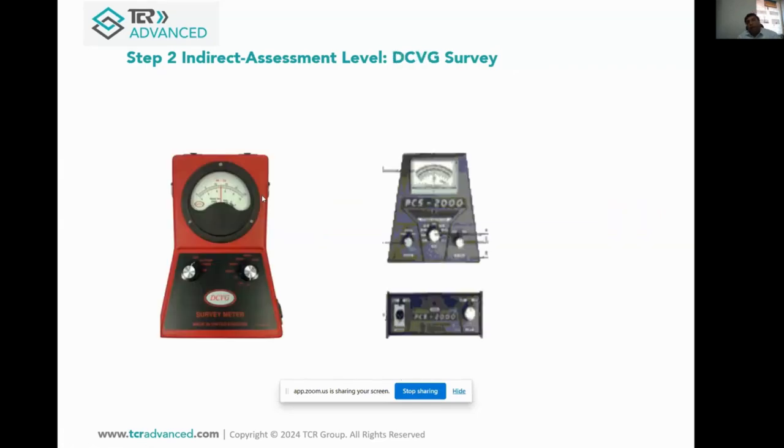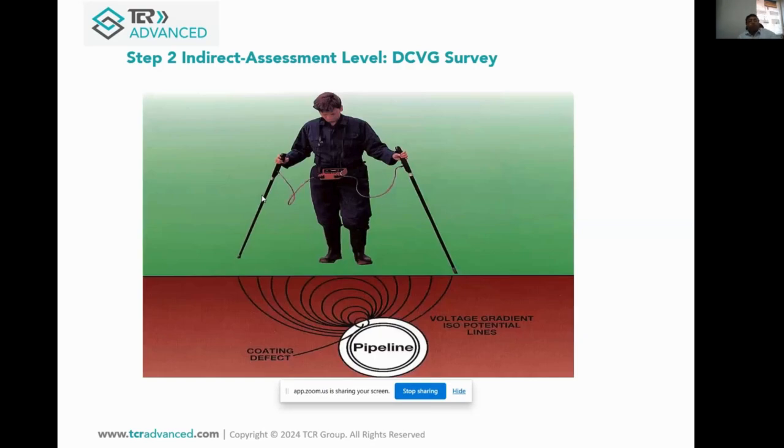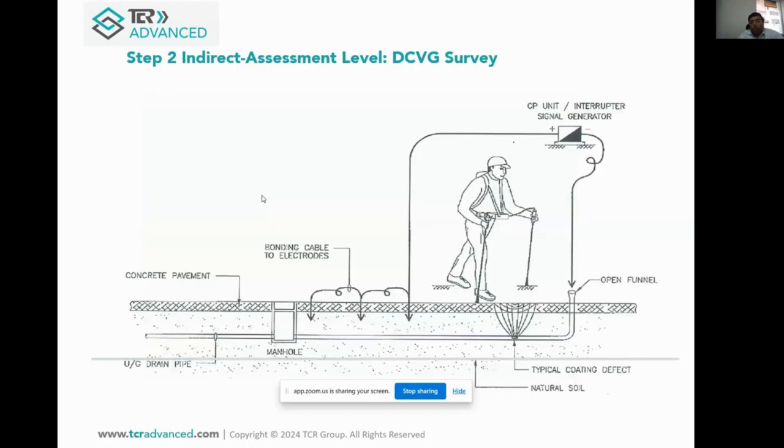So for identifying that exact location, another survey is carried out along the pipeline route, which is called DCVG. The full form is direct current voltage gradient survey. This is the equipment used for the DCVG survey. It's a simple analytical equipment where a person will connect two reference electrodes. These are copper sulfate reference electrodes, and will walk on those possible coating defect locations, that 150 meters which I talked about earlier. So this is how it will work.